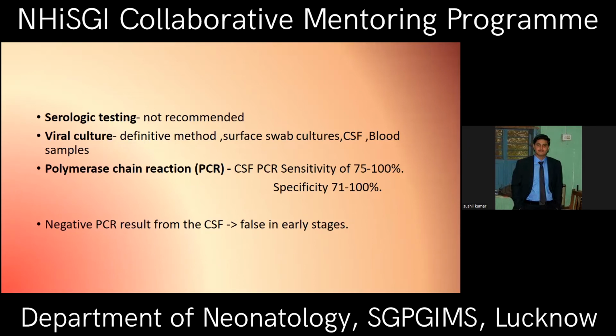PCR, that is polymerase chain reaction, has a rapid turnaround and earlier results can be available with this modality. CSF PCR has a sensitivity of 75 to 100% in picking up HSV encephalitis and a specificity of 71 to 100%. But in the initial period, we should always keep in mind that CSF might yield a negative PCR for HSV. And if there is a high index of suspicion in the setting, then the CSF test can be performed repeatedly and repeat evaluation can be done to pick up these cases.